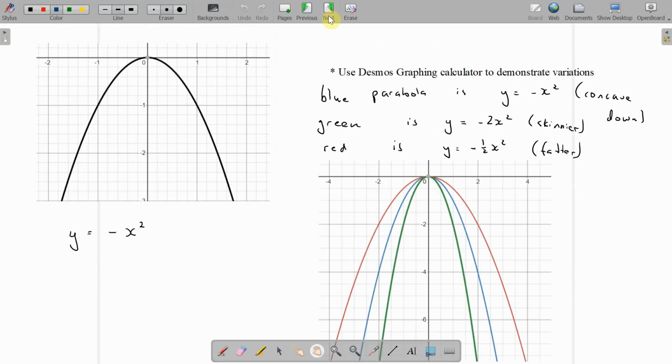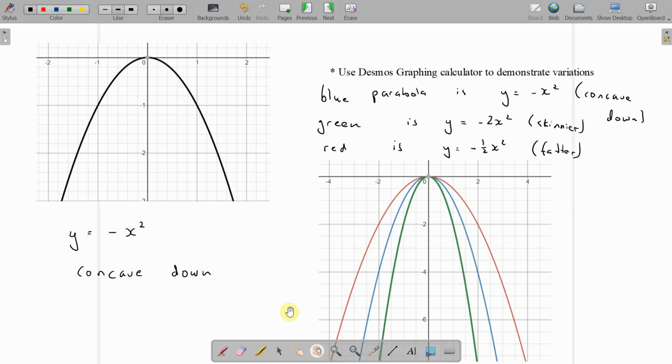Okay. Next. Now we can do a minus x squared as well, which makes this obviously upside down. And that's called concave down. Looks like a frown, a bit like the McDonald's sign. So when you put a minus sign before the x squared, you've got an upside down parabola.